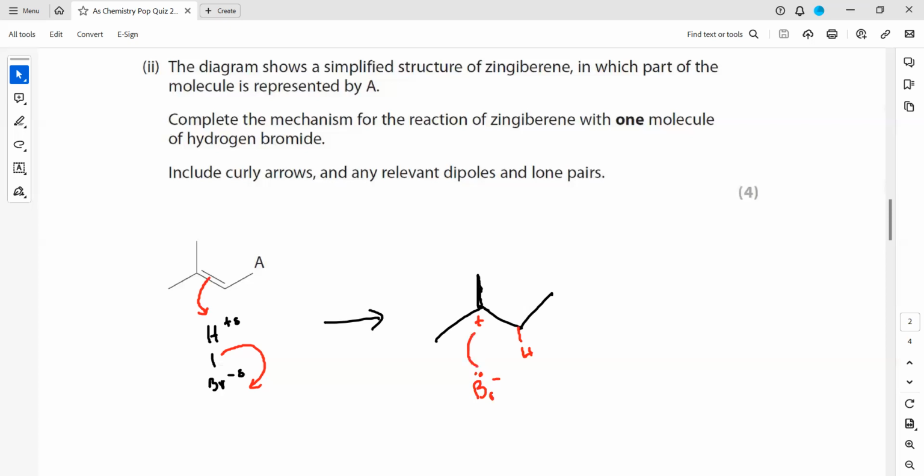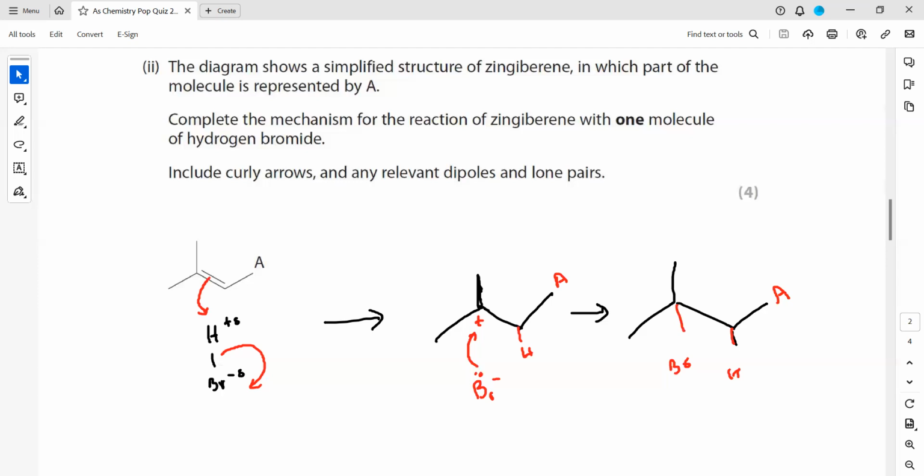Then this lone pair is attracted towards the carbocation. When it is attracted towards the carbocation, what will the structure be? So here we attach hydrogen and here we attach bromine. This is the final structure of A. We write A because it shows that the whole structure is just a part of a structure which undergoes electrophilic addition reaction.